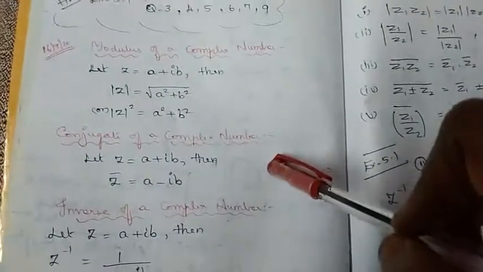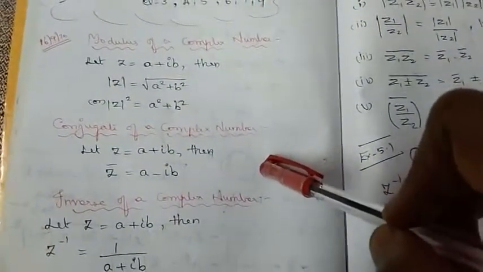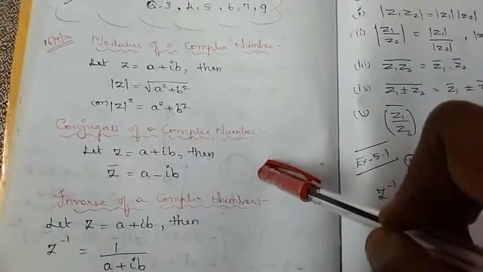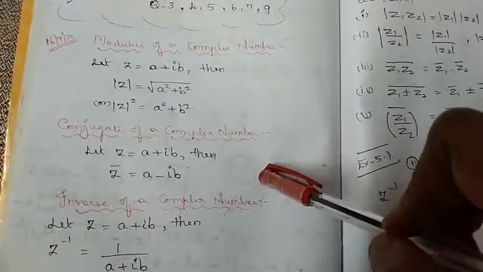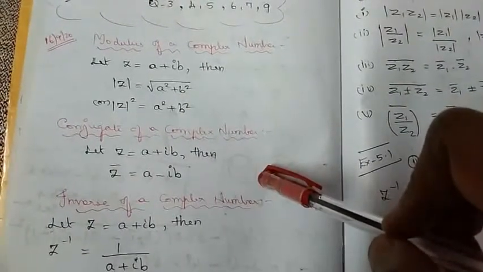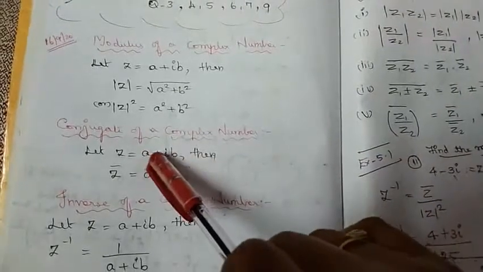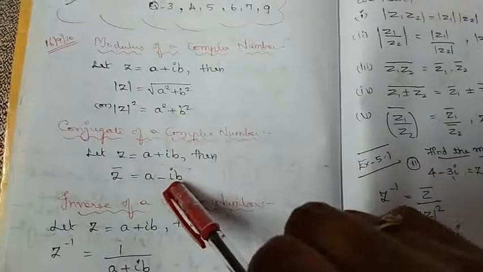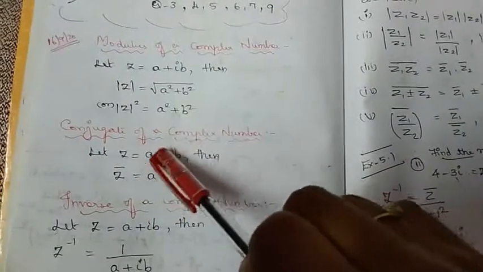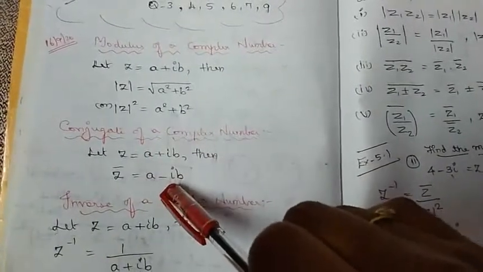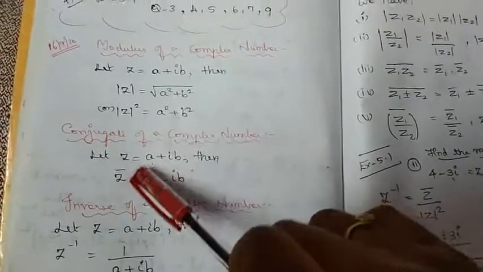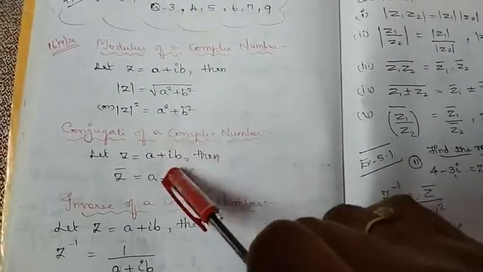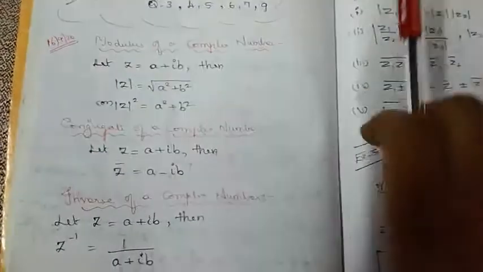Then what is its conjugate? We are already aware of this. Conjugate means there will be a sign change only with the imaginary part, not with the real part. If the imaginary part is plus, its conjugate is going to have minus. If the imaginary part is minus, its conjugate is going to have plus. You should not touch the sign of the real part. Only the imaginary part changes sign.